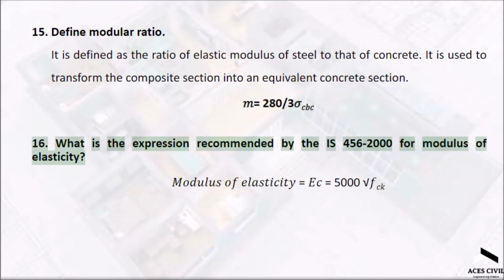What is the expression recommended by the IS 456-2000 for modulus of elasticity? Equals 5000 √fck.